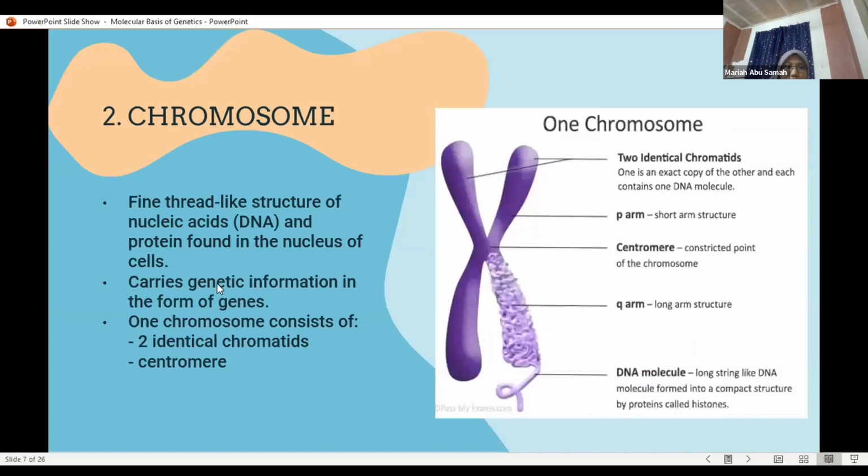So chromosome, what is chromosome? Chromosome is a fine thread-like structure of nucleic acid and protein found in the nucleus of cells. It carries the genetic information in the form of genes. And one chromosome consists of two identical chromatids and a centromere. Centromere is the constricted point of the chromosome that separates the short arm called P arm and the long arm called Q arm. And each chromatid contains one DNA molecule.